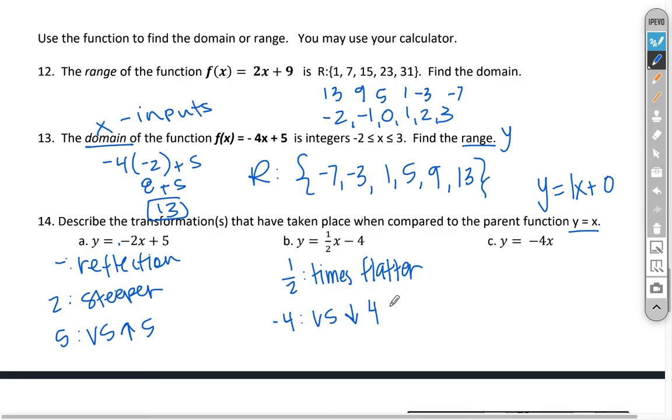All right, and then c is y equals -4x, so we went from 1 to -4. So first things first, our sign changed, so we have a reflection. Then we went from 1 to 4. 4 is greater than 1, so we are 4 times steeper. And then 0 didn't change, so that's all that happens there.